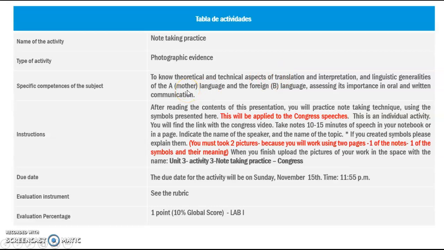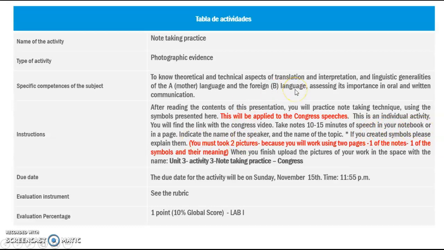And I'm going to explain briefly what you are going to do. As you remember, we are going to have the Congress, so you are going to be in that Congress on Thursday, and you have 2 sessions that day. What are you going to do? Well, you are going to apply this technique, note taking. You are going to listen and pay attention for 10 to 15 minutes to a speech of one of these speakers, and you are going to take note of the important and necessary things that the person is saying during that time. You are doing this in your notebook, right?